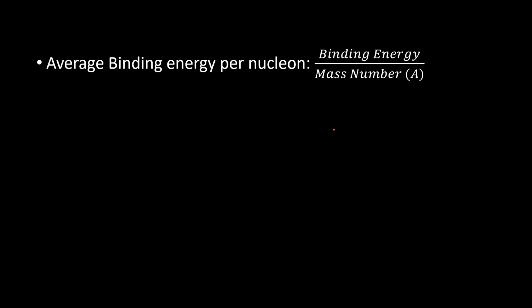You could also find the average binding energy per nucleon. This is by finding the binding energy, which is 931.49 times the mass defect in atomic mass units, over the mass number, which is the sum of protons and neutrons.